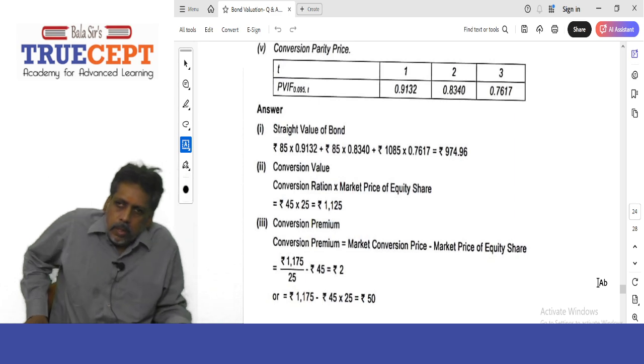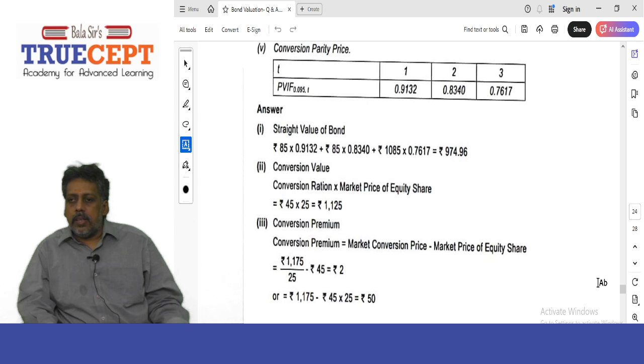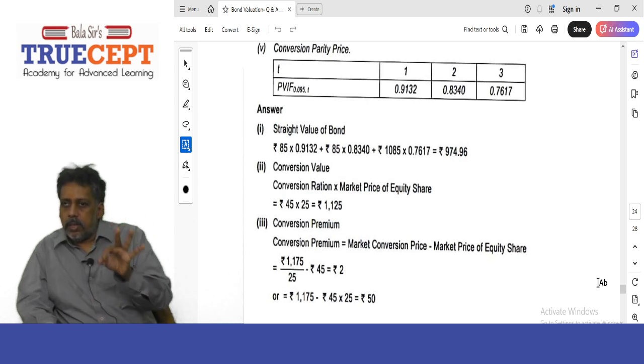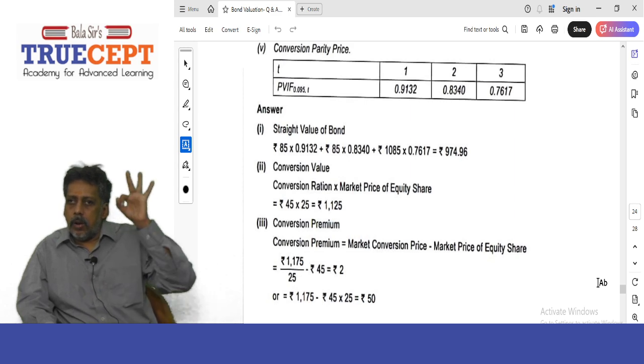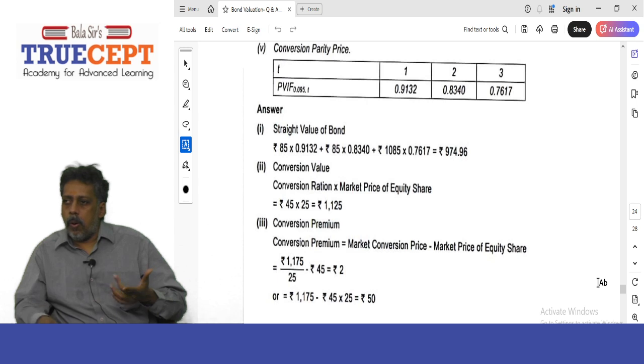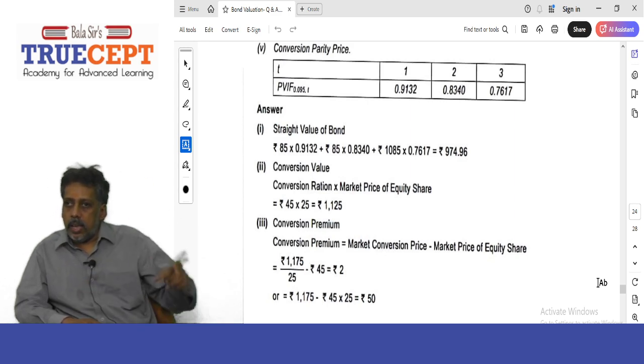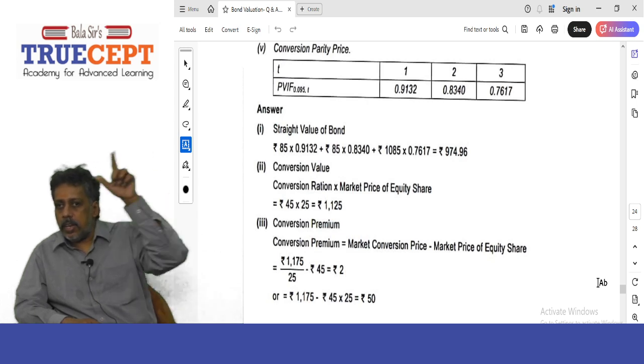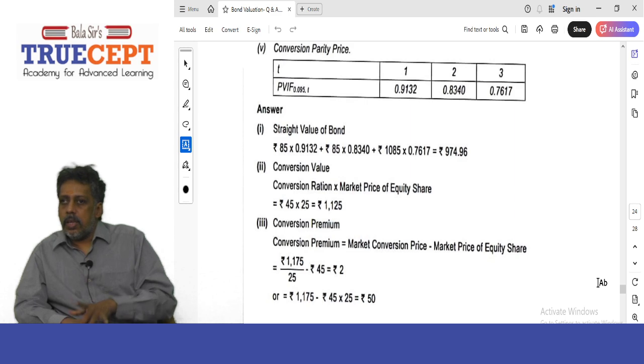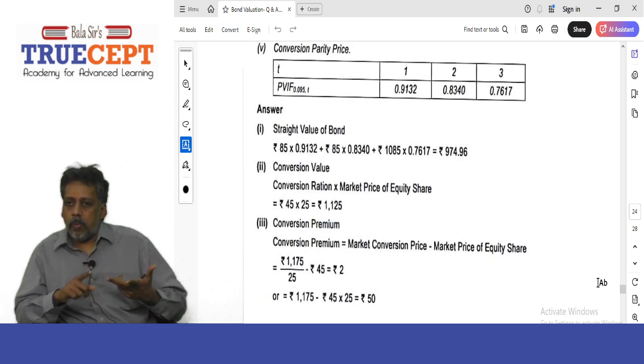Now how to go about it? Very simple. It is given another 3 years to go for the bond. As a bondholder, you will pocket rupees 85 coupon every year. 8.5% is the coupon rate, on face value rupees 1000 is rupees 85 each year. So you will pocket rupees 85, another 85 in year 2, and then 1085 in year 3, including the redemption value. In case you decide not to convert the bonds into shares, you will pocket rupees 1000 in cash.